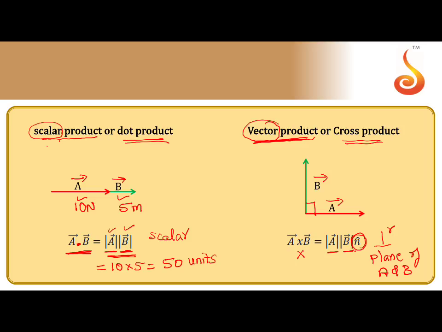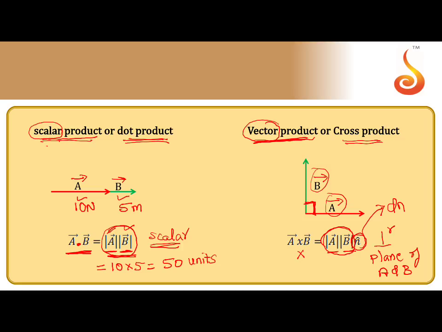So I repeat once again, scalar product or the dot product is the product of the magnitudes of two vectors which are in the same direction. Cross product or the vector product is the product of the magnitudes of two vectors which are perpendicular to each other. The answer in scalar product is a scalar quantity, but in the vector product, there is an n cap multiplied with that, so it should have a particular direction. And the direction is perpendicular to A as well as to B, in a plane perpendicular to it.